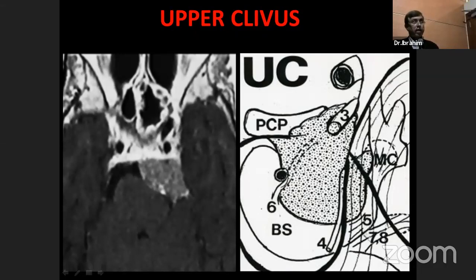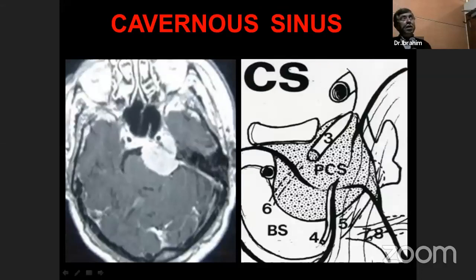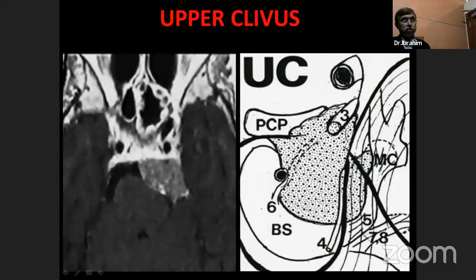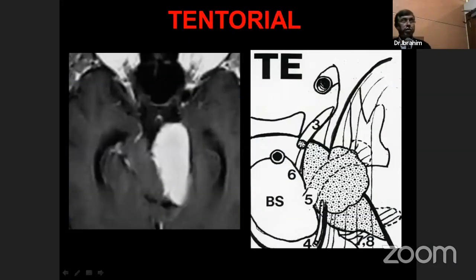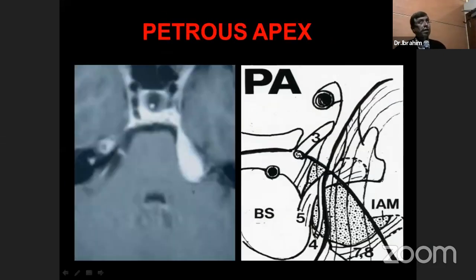So this is upper clivus, just the clivus, and this is the attachment. If you look, what's the relationship here with the brainstem, with the posterior clinoid process, with the trigeminal nerve, with the third nerve? It's different from other tumors called cavernous sinus type. So this is the tumor going to the cavernous sinus. So this relationship of this tumor is different from this tumor. So that would help you knowing what kind of meningiomas you are dealing with. Third type is tentorial. Fourth type is petrous. So different relationship with the brainstem and the cranial nerves.